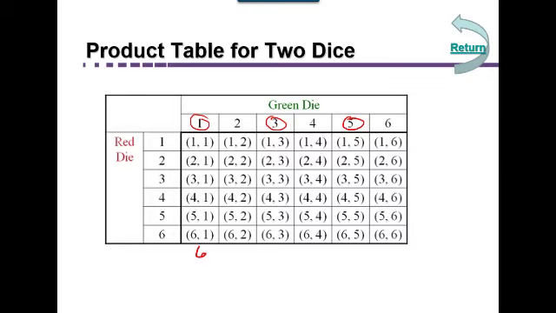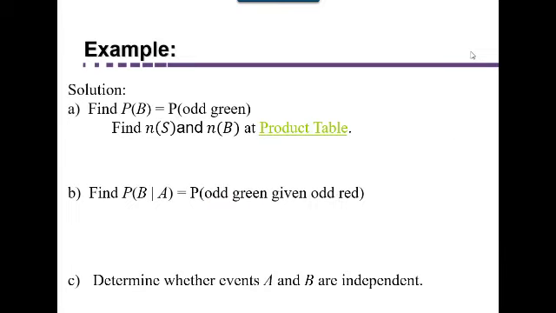So here's our product table. All right, here's the green die. In order for the green die to be odd, it has to be a 1, a 3, or a 5. There are 6 ways to get a 1 on the green die, 6 ways to get a 3 on the green die, and 6 ways to get a 5 on the green die. So that means that there's a total of 18 ways to get an odd number on the green die out of the 36 possible outcomes.